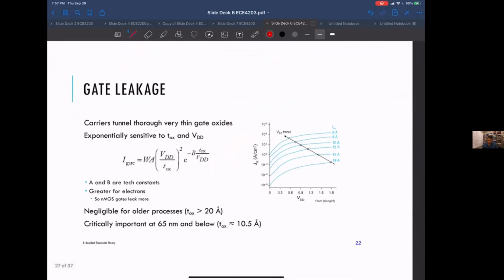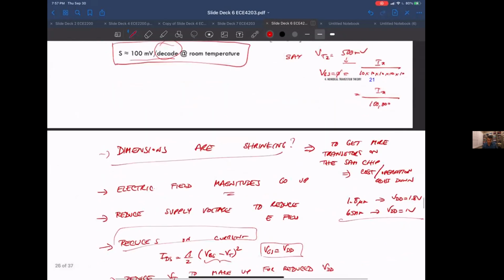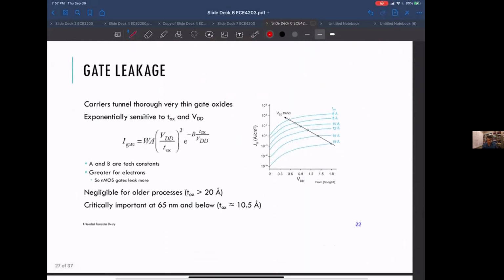Okay, so that was the subthreshold leakage. I'm not going to get much into gate leakage. There's really not much to say about it except, do not assume. Basically, you'll get some leakage going into the gate.